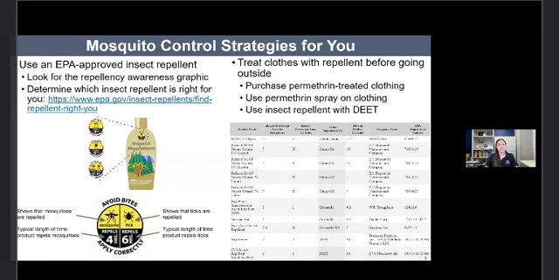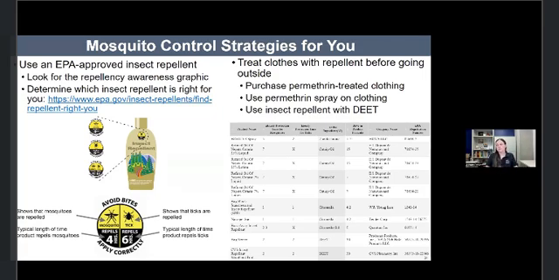Or you could use an insect repellent that has DEET and spray that on your clothes. DEET isn't going to kill any insects like permethrin will, but it deters them. It makes it harder for mosquitoes and ticks to smell you.